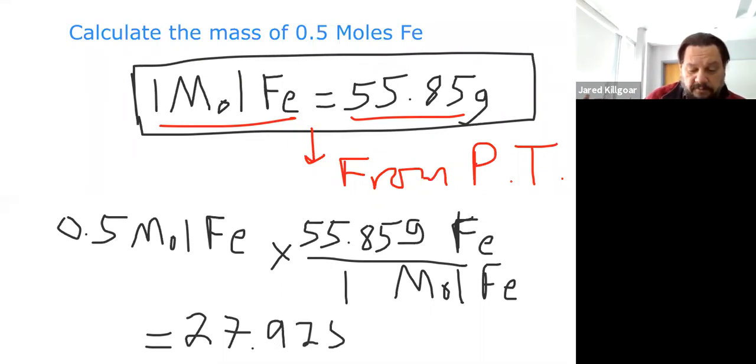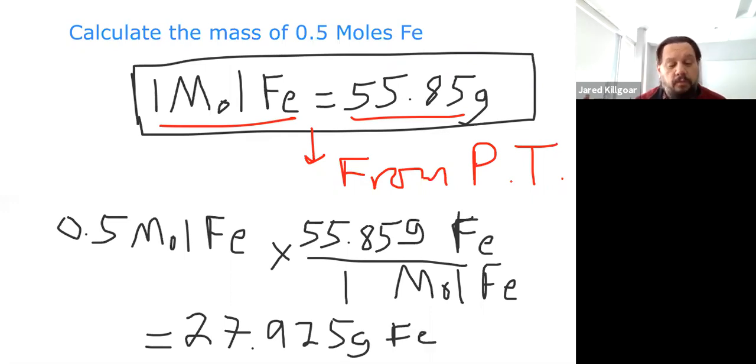27.925 grams of Fe. Okay, so that's the value. If I needed 0.5 moles of Fe, I would weigh out 27.925 grams of iron. We'll talk about rounding with significant figures later.